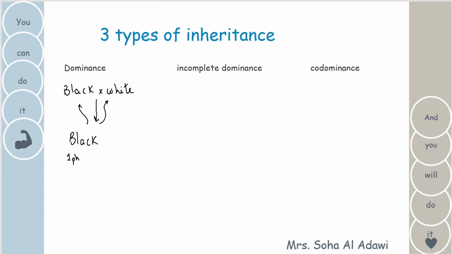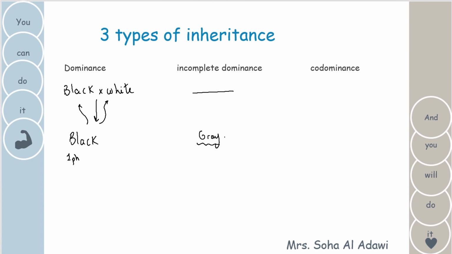However, if I take the same example, black and white, in incomplete dominance, here you are going to obtain a gray phenotype in F1. So this is a third phenotype. In incomplete dominance, you cannot see the black allele and the white allele anymore in F1.